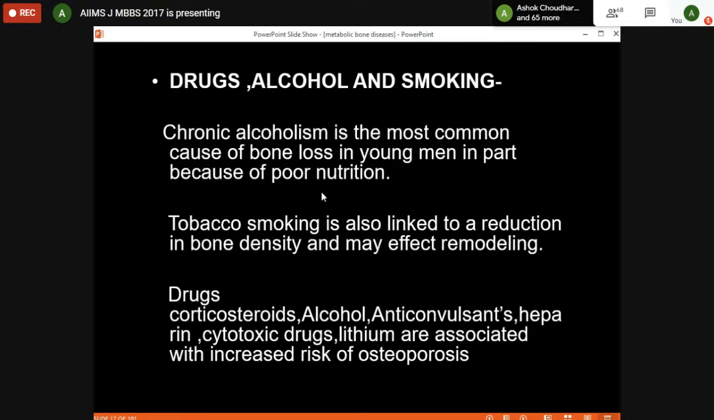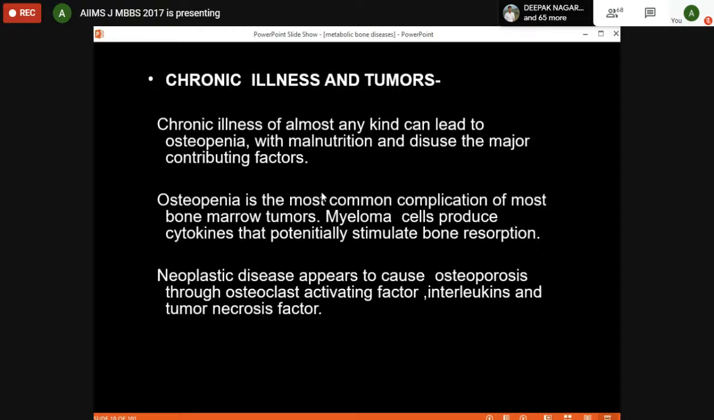Chronic alcoholism is the most common cause of bone loss in young men, in part because of poor nutrition and tobacco smoking, as well as drugs like corticosteroids, anticonvulsants, cytotoxic drugs, and lithium, which are also associated with an increased risk of osteoporosis. Other things like chronic illness and tumors also lead to osteopenia, like malnutrition and myeloma. Myeloma cells produce cytokines that potentially stimulate bone resorption, and some neoplastic diseases appear to cause osteoporosis through osteoclast-activating factors like interleukins and tumor necrosis factors.